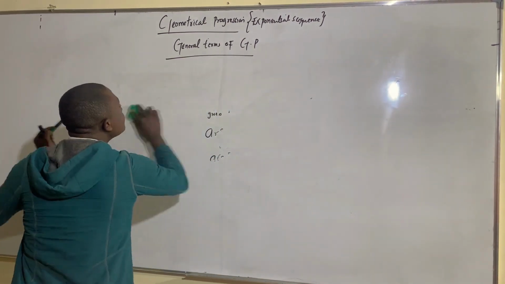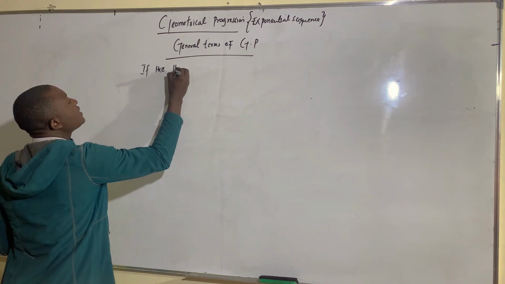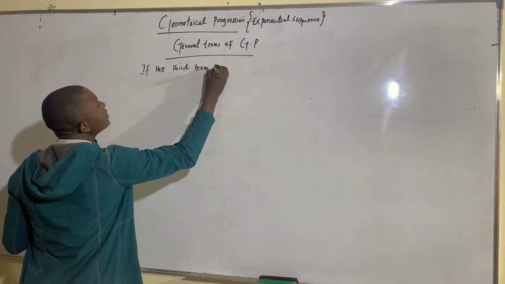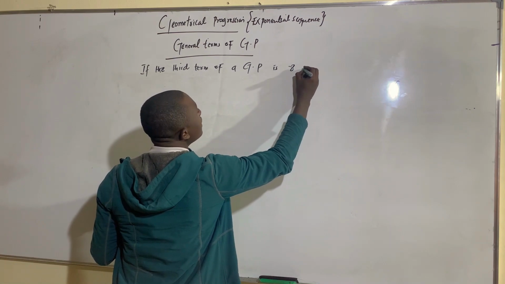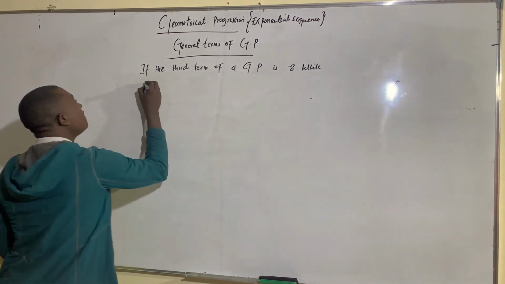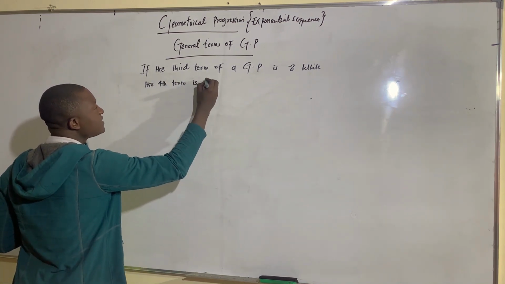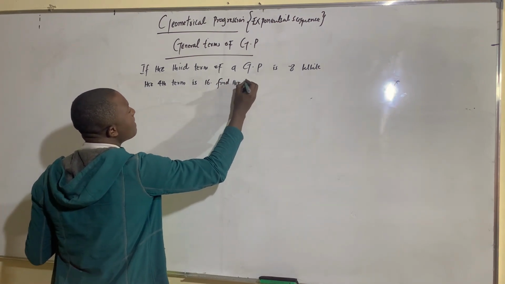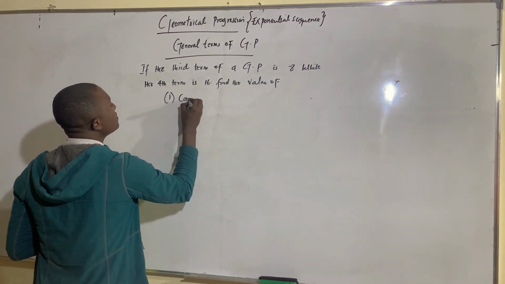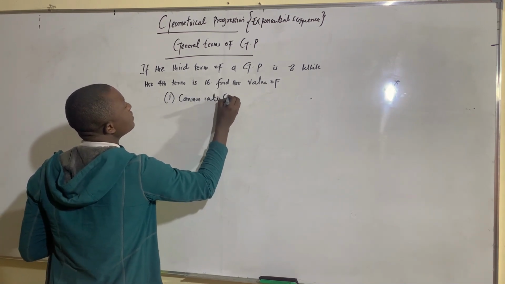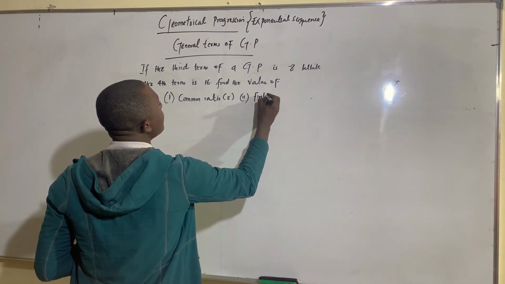They said, if the third term of a geometrical progression is 8, while the fourth term is 16, find the value or calculate the value of the common ratio, which is R. We are also asked to calculate the fourth term, which is A.